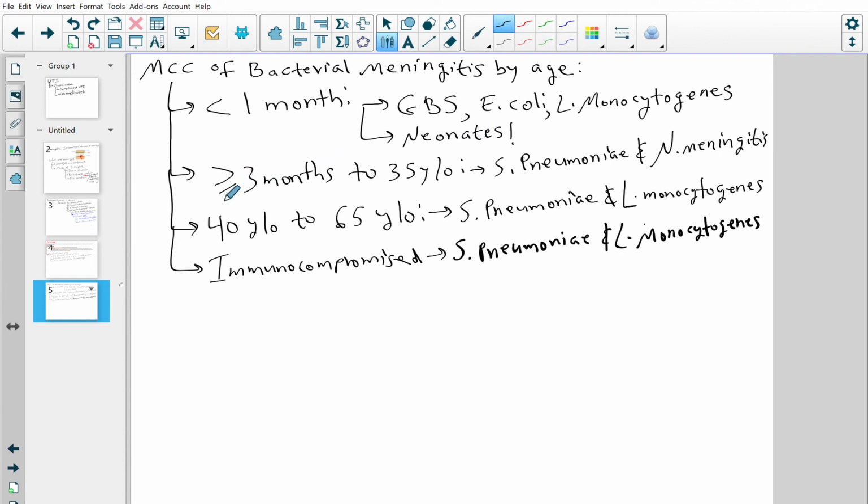From the age of 3 months old to 35 years old, the most common causes are Streptococcus pneumoniae and Neisseria meningitidis. From 40 years old to 65 years old, the most common causes are Streptococcus pneumoniae and Listeria monocytogenes. It's important to note that in the immunocompromised population, the most common causes are Streptococcus pneumoniae and Listeria monocytogenes.